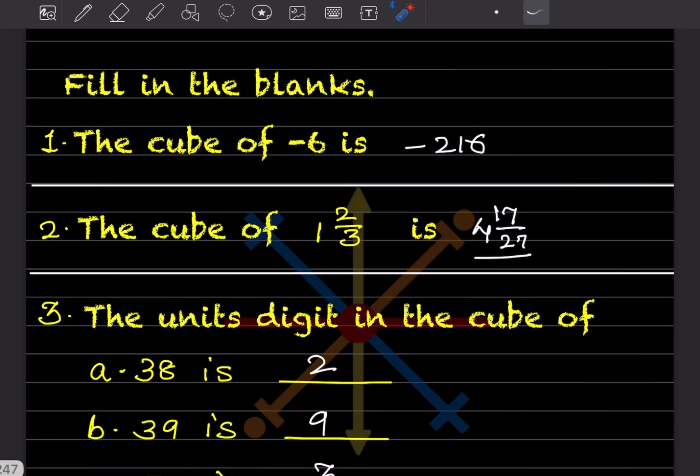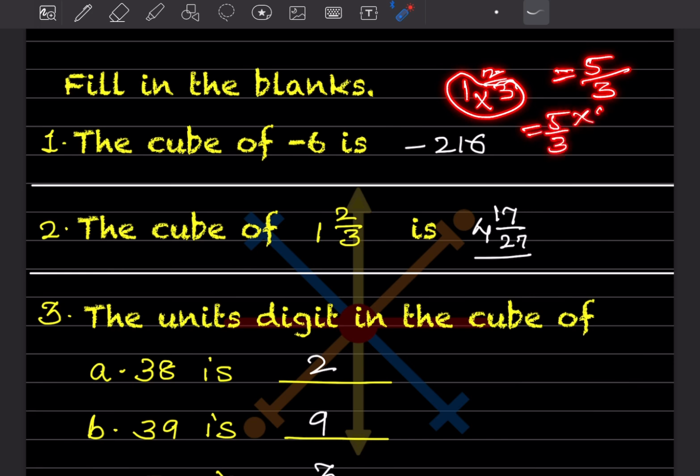Here it's given the cube of 1 integer 2 by 3. So first, this is a mixed fraction. We'll make it into an improper one. 1 integer 2 by 3, so this is going to be 3 ones are 3, plus 2, that is going to be 5 by 3. So cube means that will be 5 by 3 into 5 by 3 into 5 by 3. So that will be 5 5s are 25, 25 5s are 125. And this will be 3 3s are 9, 9 3s are 27. So 125 divided by 27.